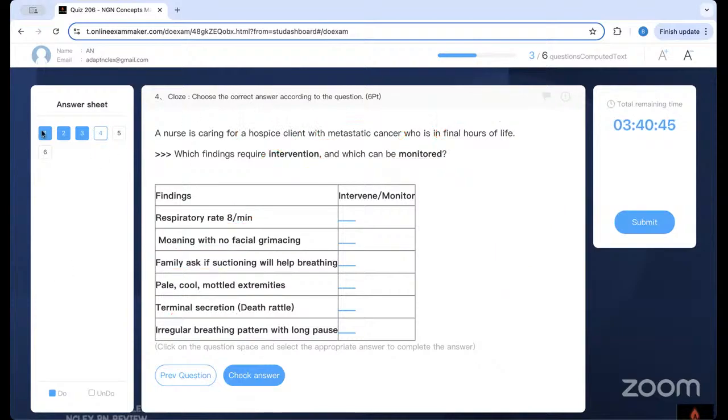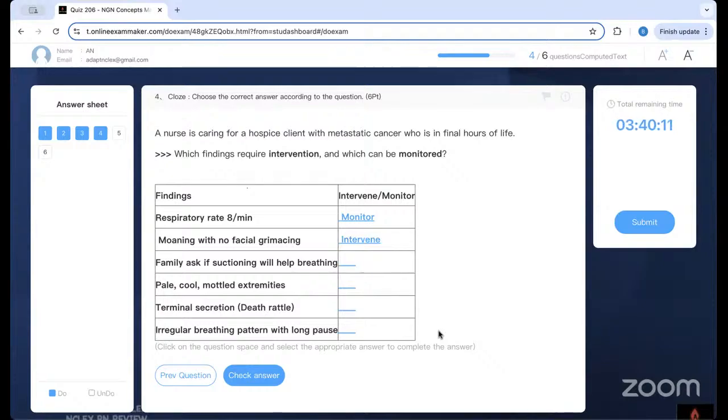As they're about to die, the respiratory rate first increases, then it comes down. At the end of life, this is an expected finding. It goes down, so you're going to monitor this. That's the key. Now, the patient is moaning, probably in pain. So you have to figure out what is going on. It's comfort measures. When they're moaning, you may have to intervene and give something so that you can make them comfortable as they go. So you have to intervene.